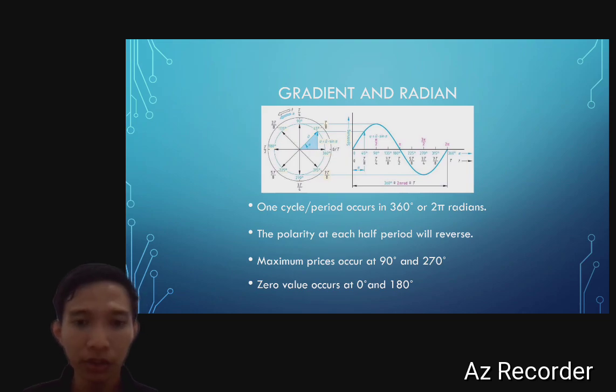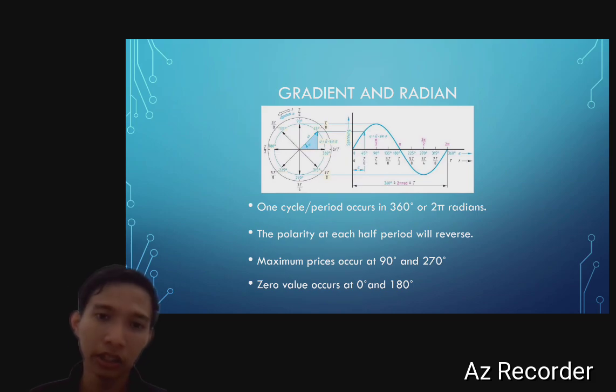The zero value occurs at 0 degrees and 180 degrees. As you guys can see, at 0 degrees or 360 degrees in that image, and 180 degrees will result in zero value, which is exactly at the line at 0 degree.